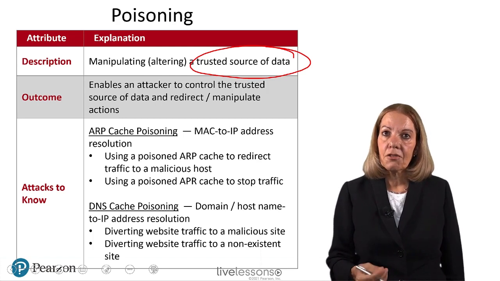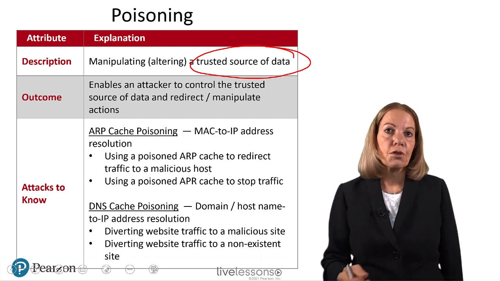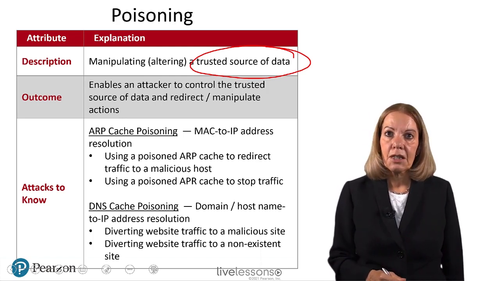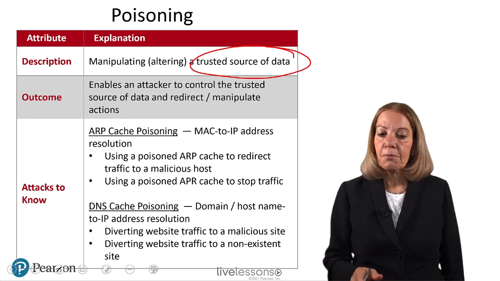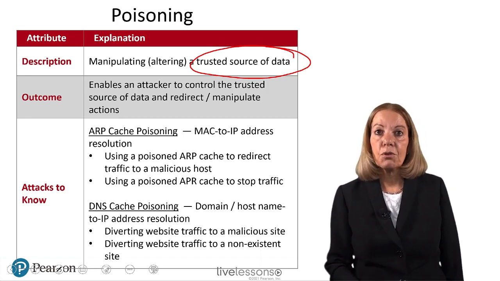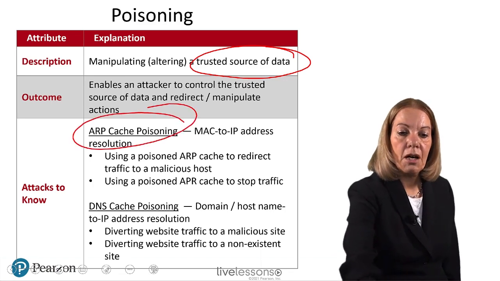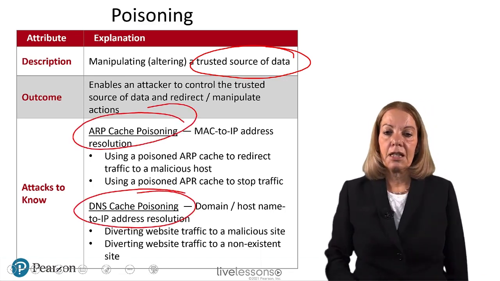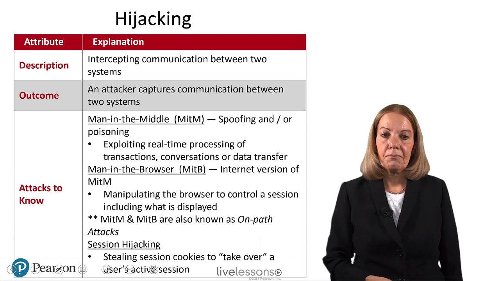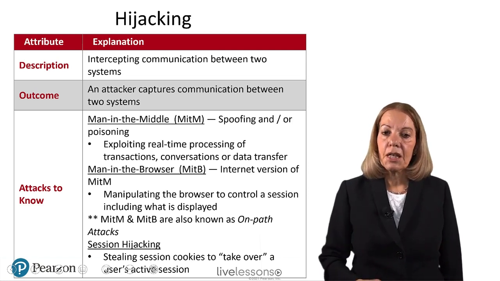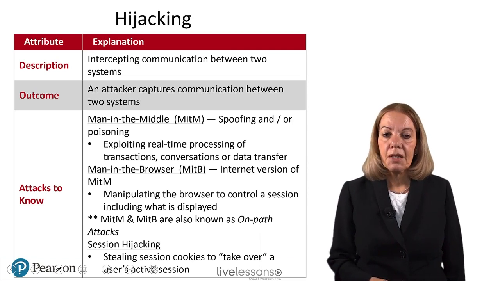Now, a DNS is used to resolve a host or domain name to an IP address. DNS cache poisoning might be used to divert website traffic to a malicious site, or to divert website traffic to a non-existing site, to deadhole it. So make sure you know these 2: ARP cache poisoning, DNS cache poisoning. Our 3rd category is hijacking. That's intercepting communications between 2 systems.